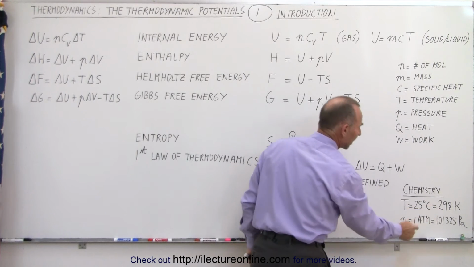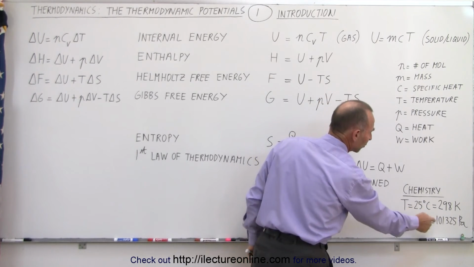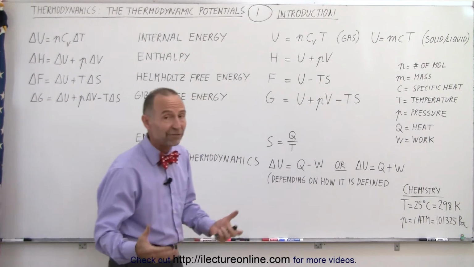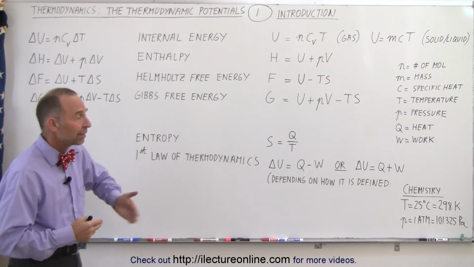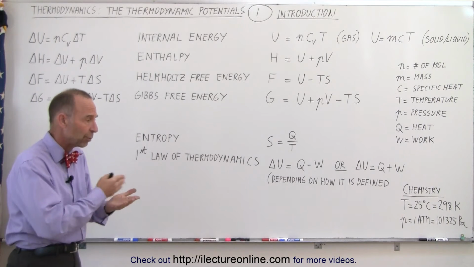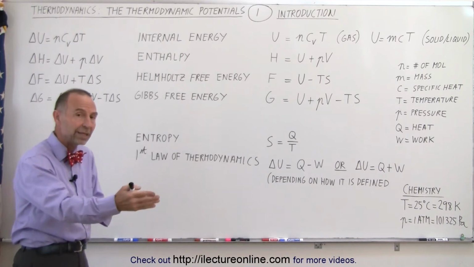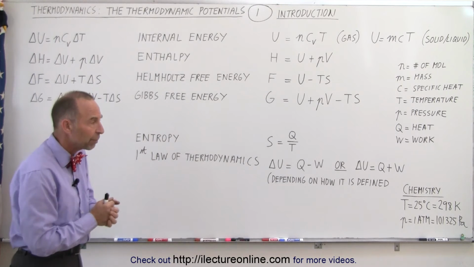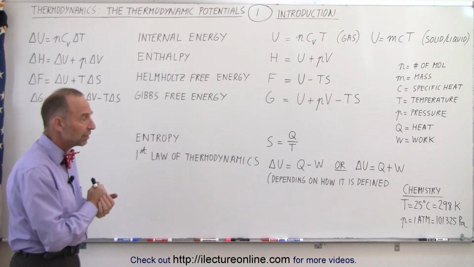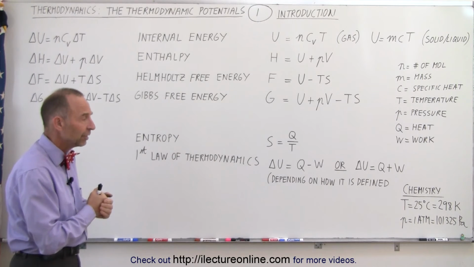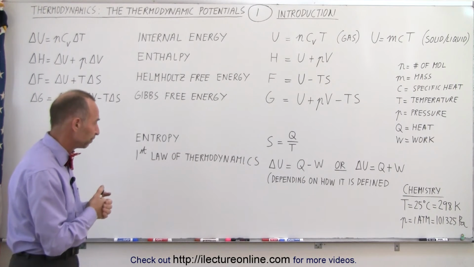Also, when we deal with these concepts in chemistry, we typically leave the temperature at 25 degrees centigrade or 298 Kelvin and the pressure at 1 atmosphere, which is 101,325 pascals. Now, that's not always the case, but keep in mind that during chemistry and when we have what we call chemical processes where heat is either absorbed or expelled, we typically do those under what we call the typical conditions of 298 Kelvin and 1 atmosphere of pressure.